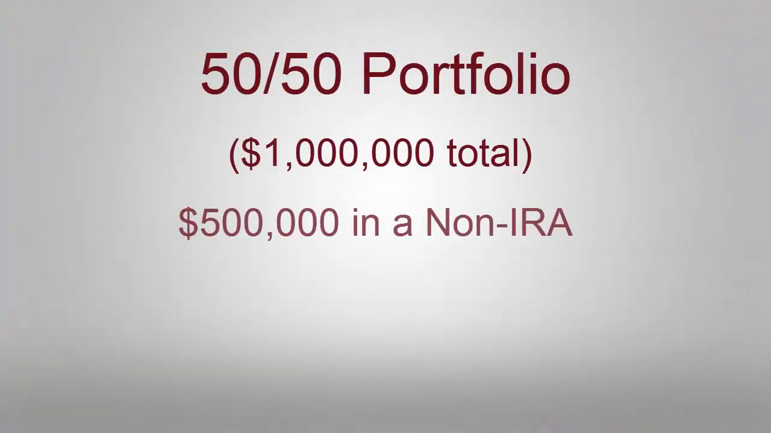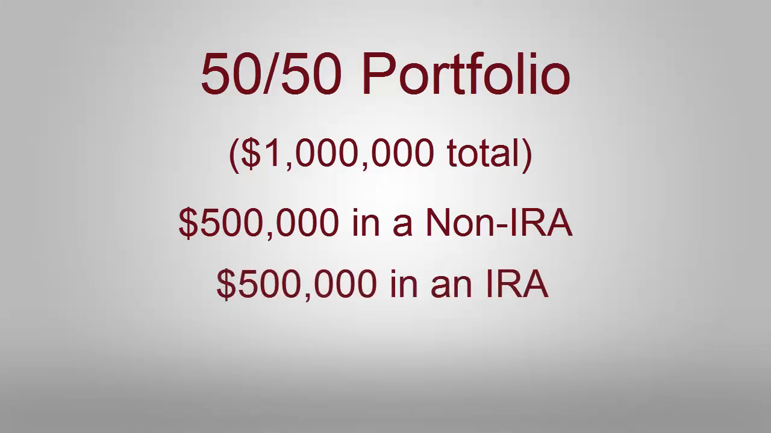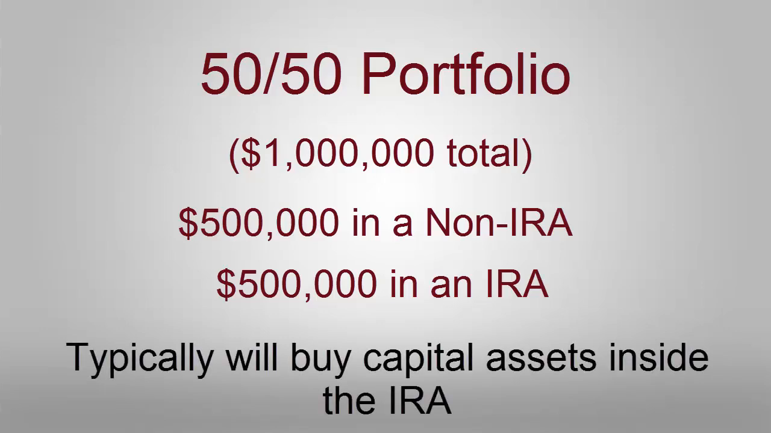Now, we're going to use a simple example, a 50-50 portfolio. Let's say that you have $1 million and you have $500,000 in a non-IRA, and you have $500,000 in an IRA. Typically, what the public does is they'll buy capital assets inside the IRA, meaning that they'll buy stock. In the crowds that I've spoken to in the past, I ask them, why do you do this? And their answer is, well, the stock has the higher potential for growth, so that's where I want to buy it because it's tax deferred. Then they'll buy bonds in their liquid account, in their non-IRA account.